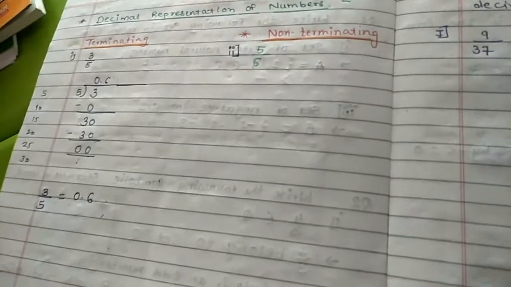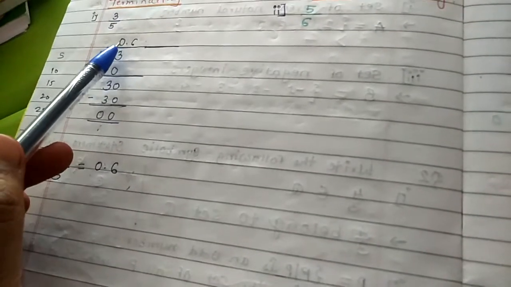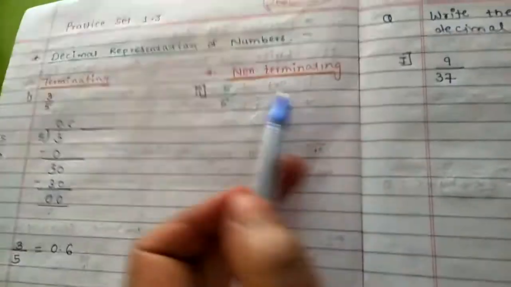So now in short what you have to write, keep in mind, terminating decimal numbers means that we are getting remainder 0, so that number is called terminating, and whatever quotient we get is the terminating decimal form of that number. Next we are going to see the non-terminating.